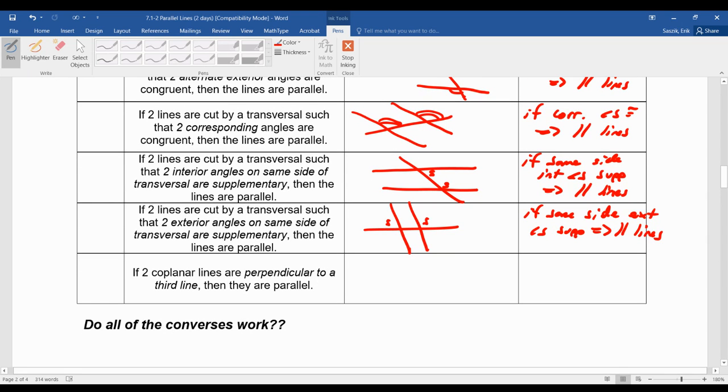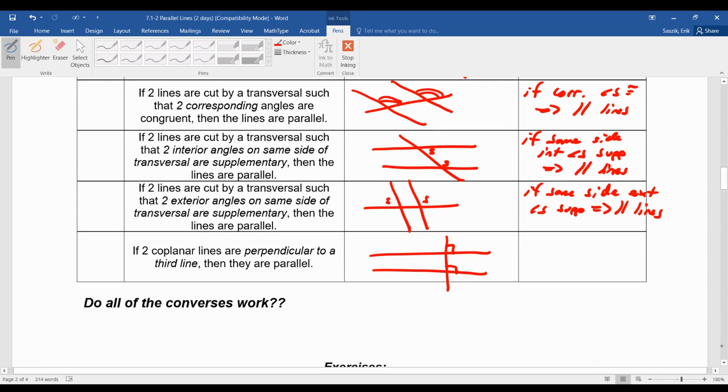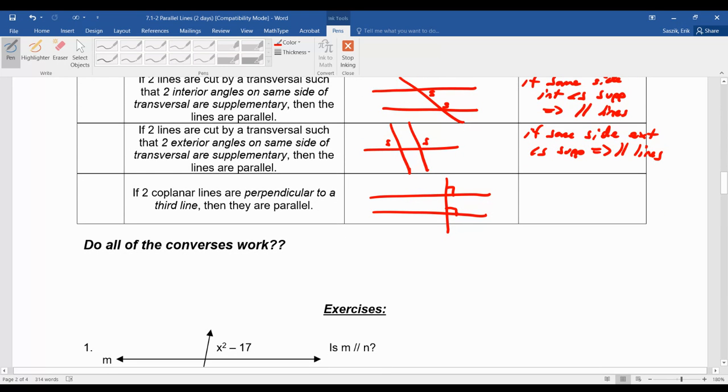And the last one, we don't really do a short version for this. This one doesn't come up nearly as often. If two coplanar lines are perpendicular to a third line, then they are parallel. It's kind of like corresponding angles, right? There's no shortened version for that. We don't really use this too often. And by the way, all the converses work, yes, except the last one.